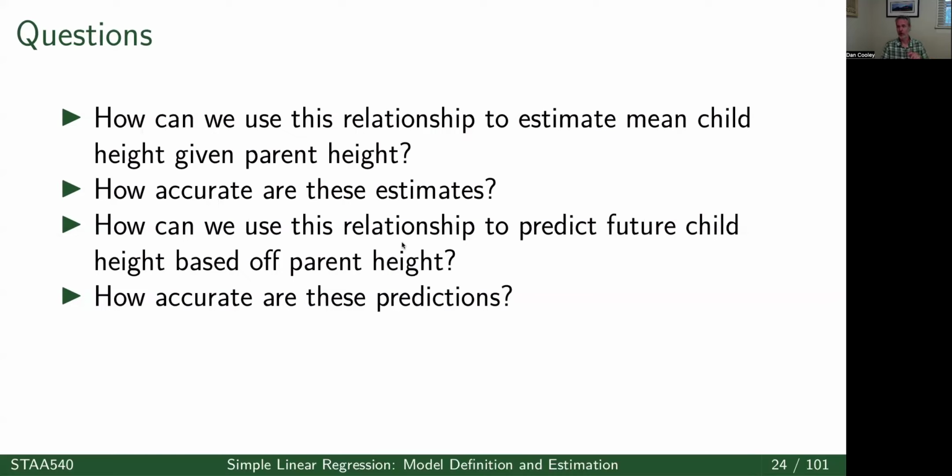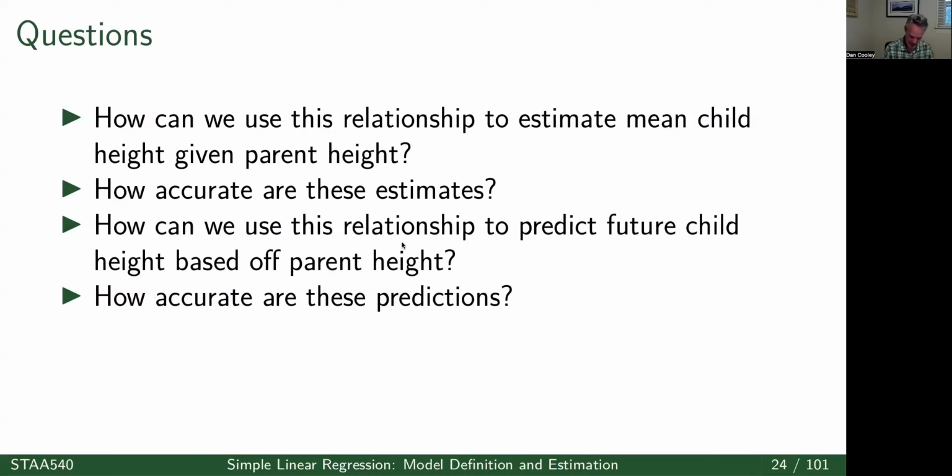But we also want to talk about the uncertainty associated with the expected value, the mean value given a parent's height is 68. And we want to talk about the uncertainty of a prediction. If I know that the parent height is 68, what would be a 95% prediction interval as opposed to a 95% confidence interval for the mean? So the uncertainty with those questions is different, and that's something we will describe in this class.